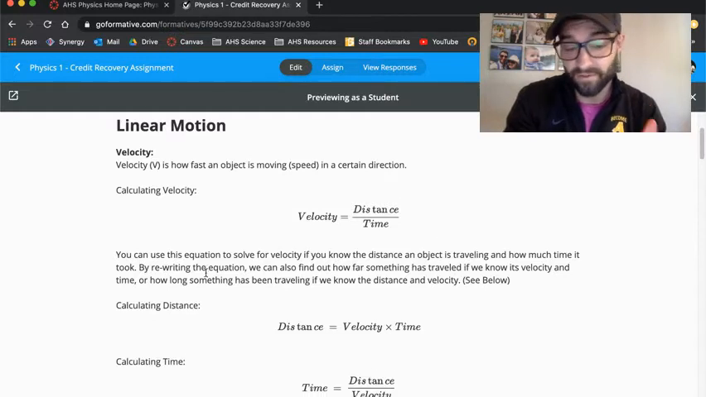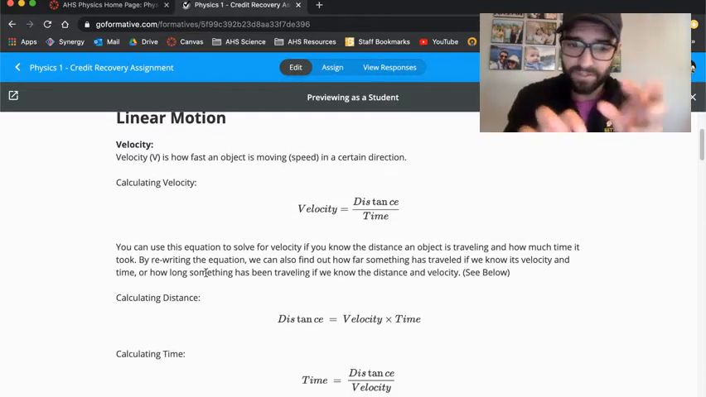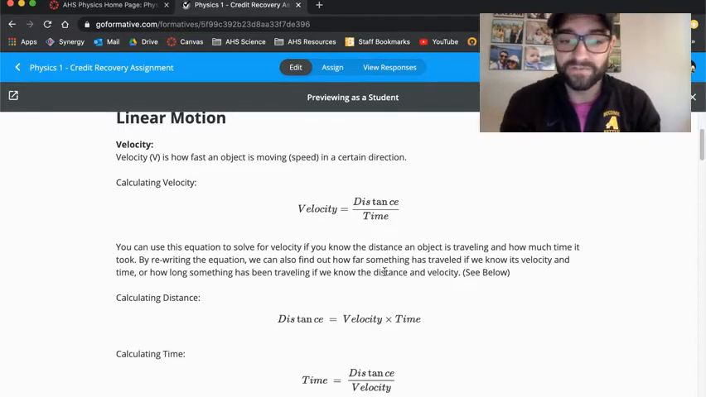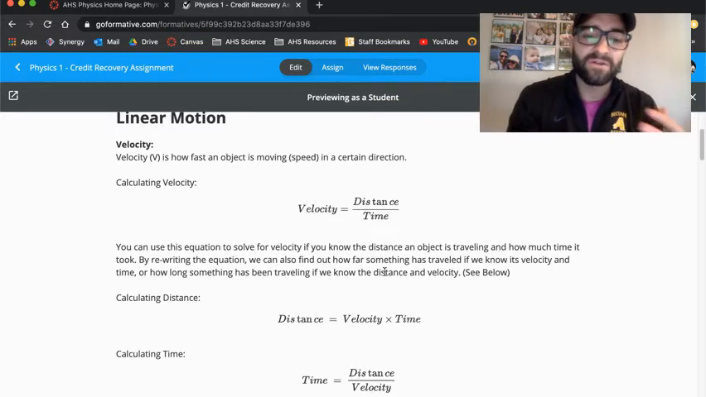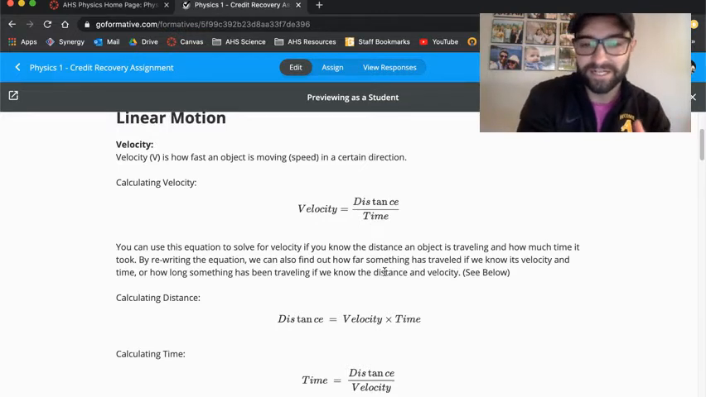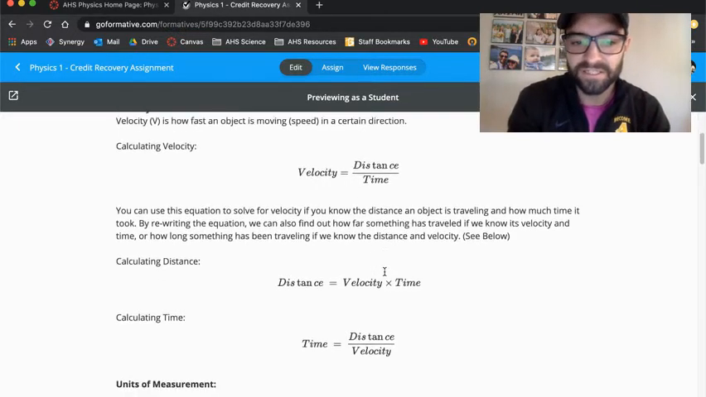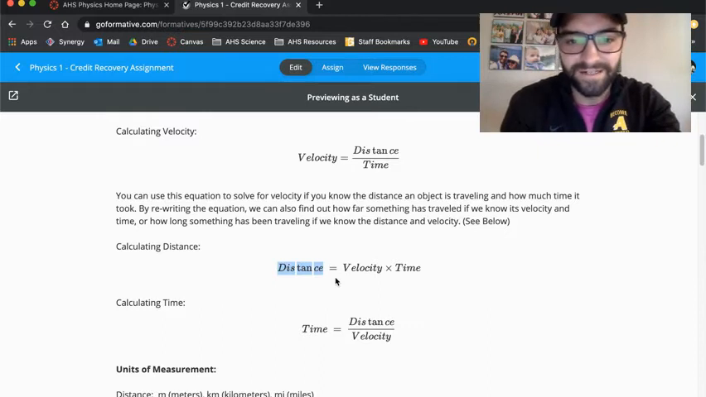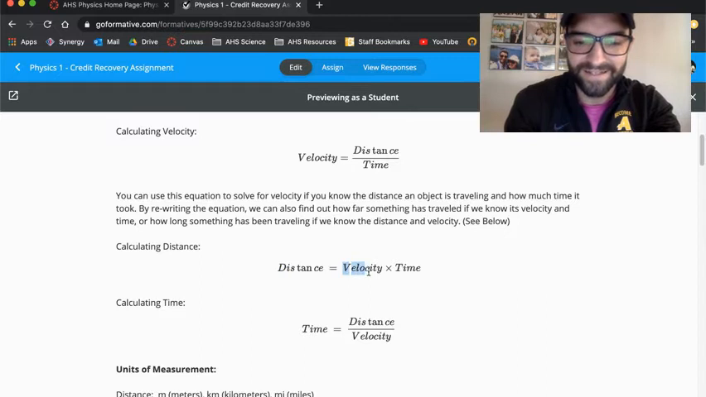By rewriting the equation, though, we can move them around. We can also find out how far something has traveled if we know its velocity and time, or how long something has been traveling, the time, if we know the distance and velocity. So, looking here, we've got calculating distance. If I want to know, well, how far was it to grandma's house? In this particular scenario, you knew the velocity.